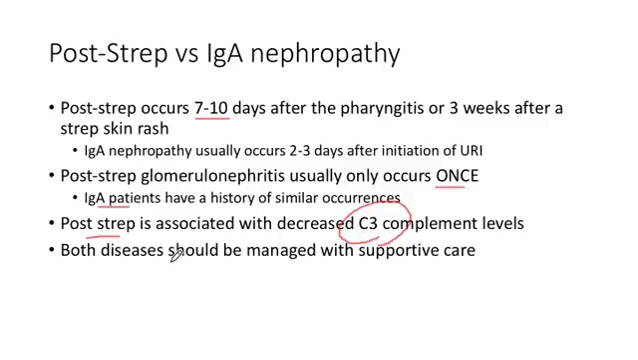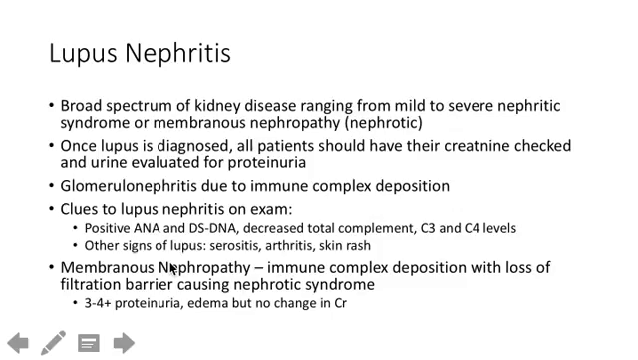All right. So with lupus, you can have either a progressive nephritic syndrome or nephritic syndrome that sort of flares up and down with the disease itself, or you could have a nephrotic syndrome due to membranous nephropathy. So if they have proteinuria up to 3 or 4 plus level with no change in their creatinine, then you're dealing with membranous nephropathy in a lupus patient.